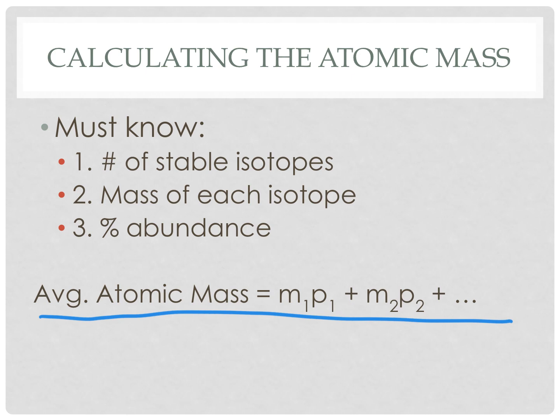So in order to come up with this number on the periodic table, this average atomic mass, chemists need to know, well, how many stable isotopes are there? Of those stable isotopes, what's the mass of each? And then what's the percent abundance? Like with all the copper atoms out there, what percent of those copper atoms have a mass of 63? What percent have a mass of 64? What percent have a mass of 65? So if we know those three things, we can calculate the average atomic mass. And the equation we use is just like this M1P1, where M stands for the mass. And P, think percent.